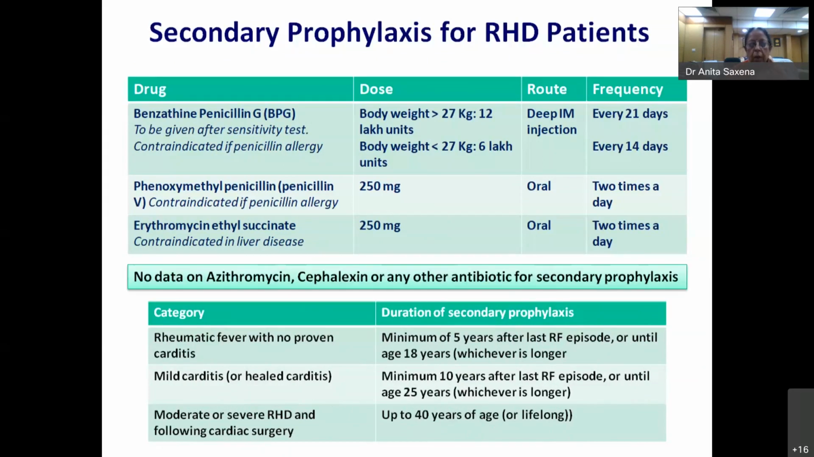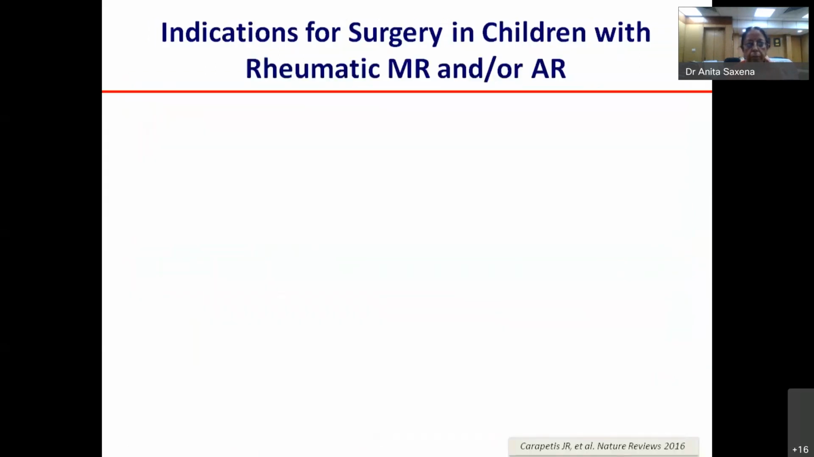Again, there is no data on azithromycin, cephalexin, some of these antibiotics which we just use left and right. We must remember that penicillin is the best drug. It is still very beneficial in the sense that the streptococcus is still sensitive to penicillin. So why go for much more advanced antibiotics? Because that will really mean that we are unnecessarily using advanced antibiotics and promoting antimicrobial resistance, something we should avoid.